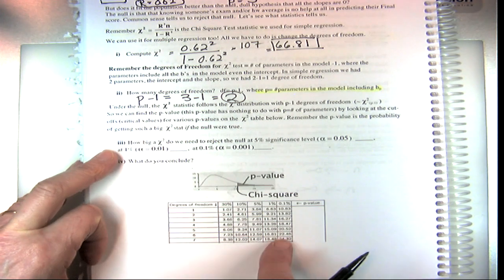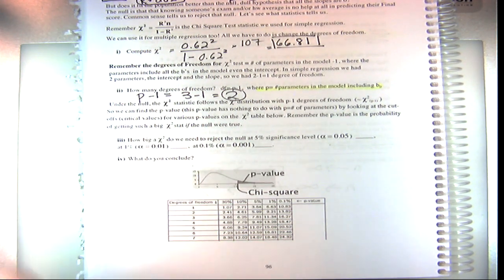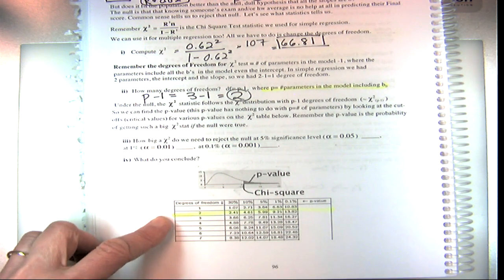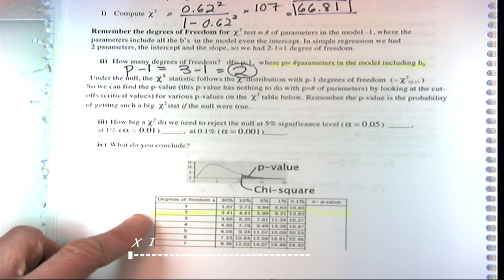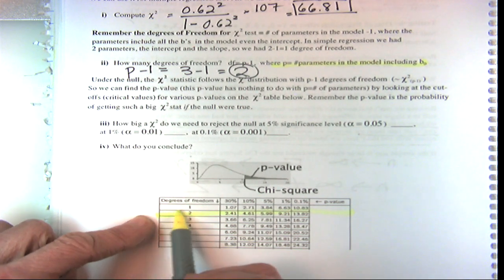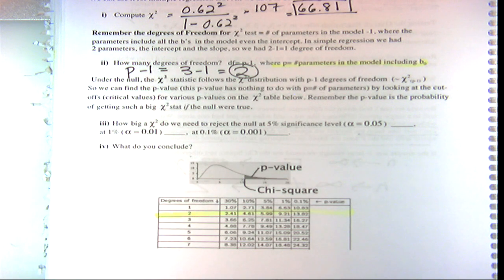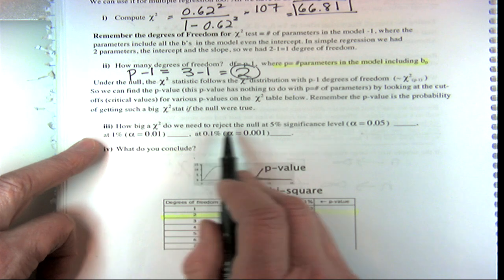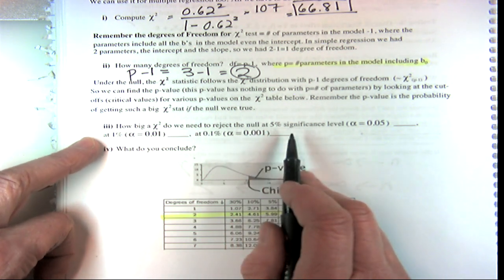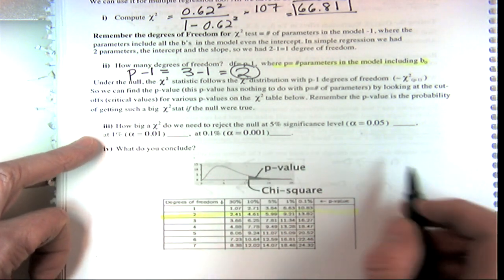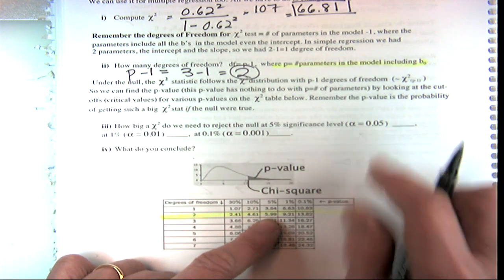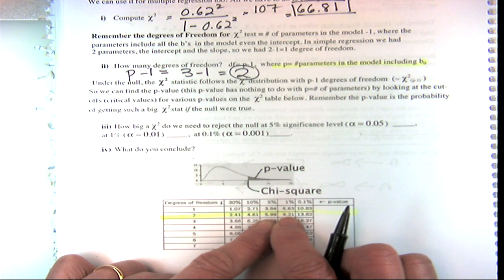So I just copied a little piece of it. It only has 1 set of degrees of freedom, and we know we're just looking at degrees of freedom 2. So that's where you should be looking, right there. Now these are cutoff values. It says, what's the critical value, how big a chi-square do we need to reject the null at 5%? Alpha equals 0.05. So we would need 5.99.